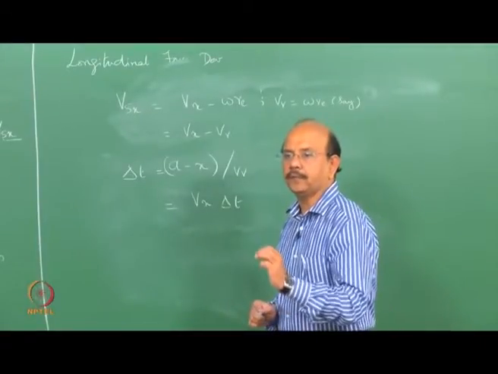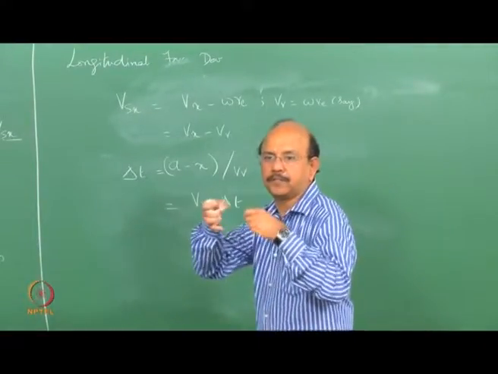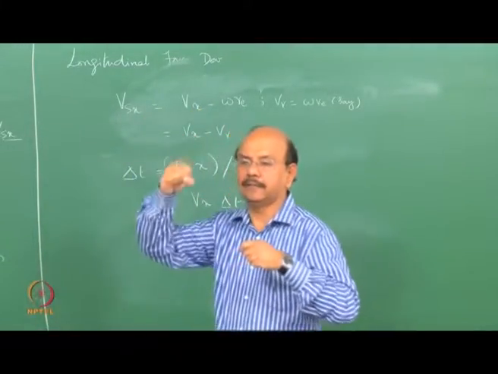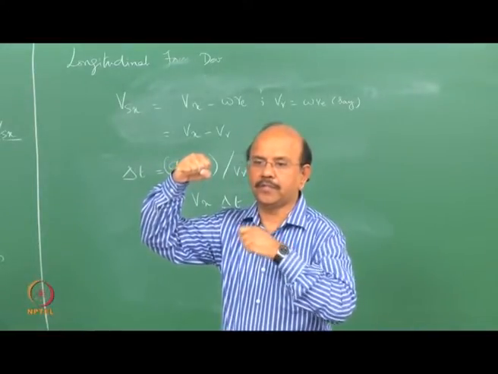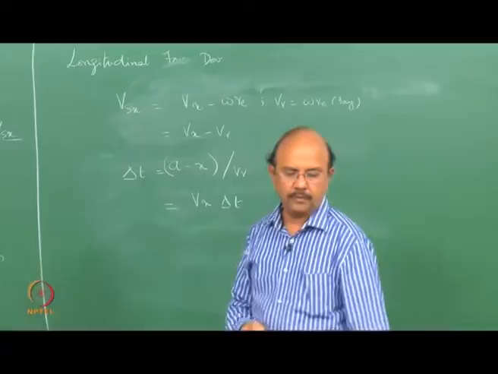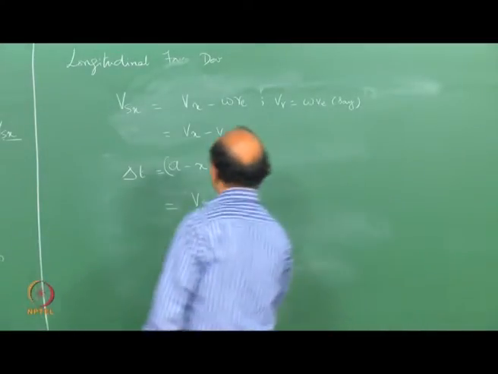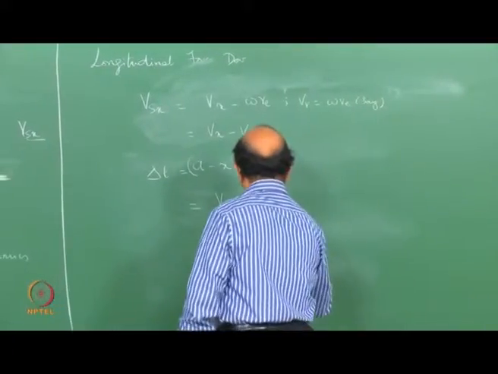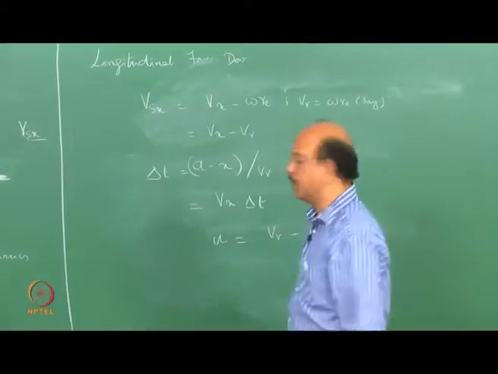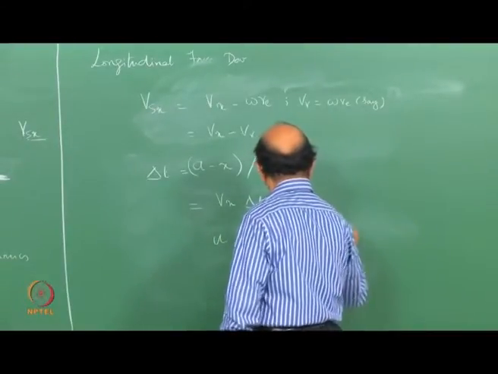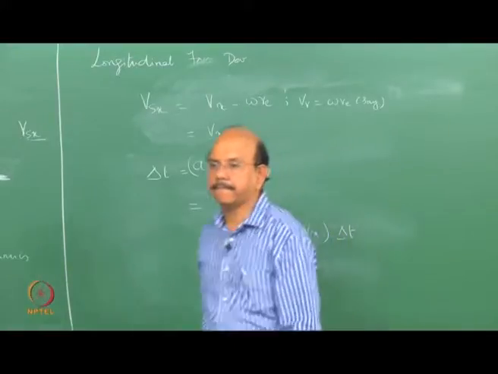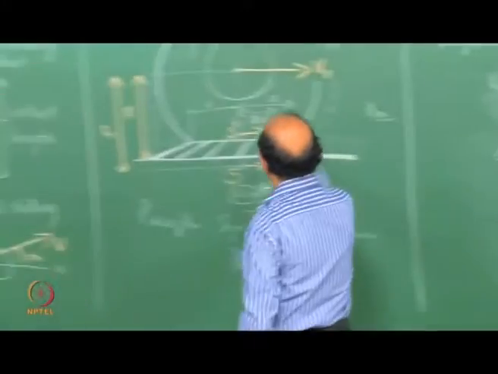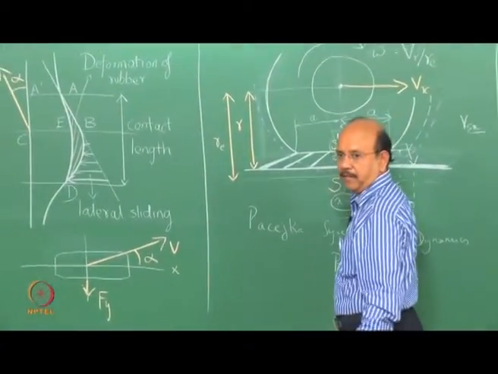So what is the deformation? The deformation is of this bristle. At one end it has moved this much, and at the other end that's the distance. So the deformation is nothing but the difference between the two, so you can write down the deformation u to be Vr minus Vx into delta t. Yeah. So the point s dash, which velocity is it moving with? Is it Vr or? It is the same as s prime's velocity, Vsx.